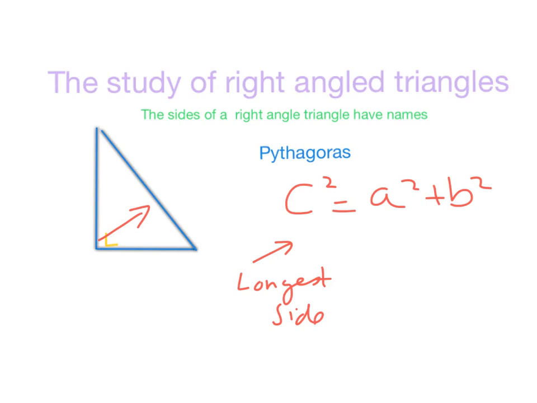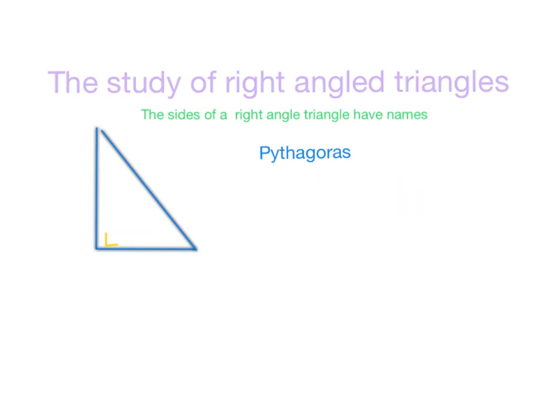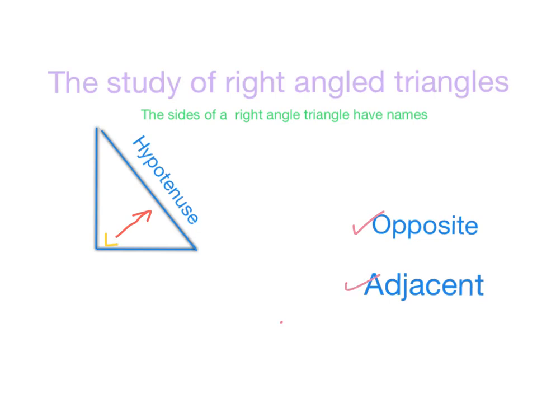So although in Pythagoras we refer to these as C, A and B, they actually have proper mathematical, trigonometric names. And so we're going to look at what these sides of a triangle are actually called. The first one we're going to learn is always right opposite the right angle, the longest side, and we call that the hypotenuse. Now there are two other words for the other two sides of a triangle, and they are opposite and adjacent.